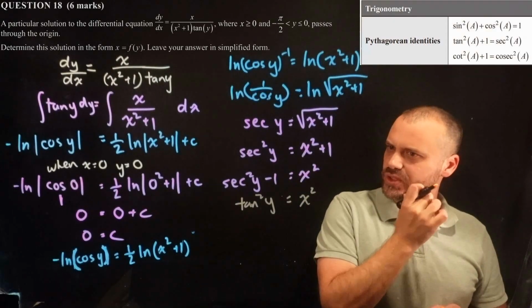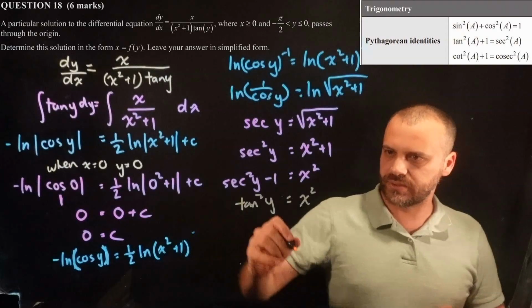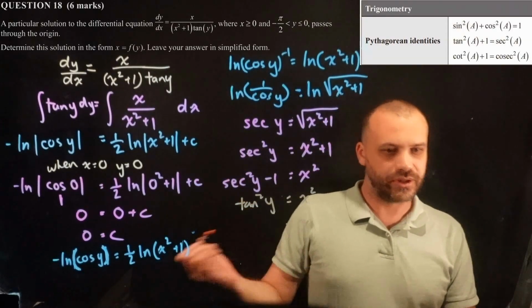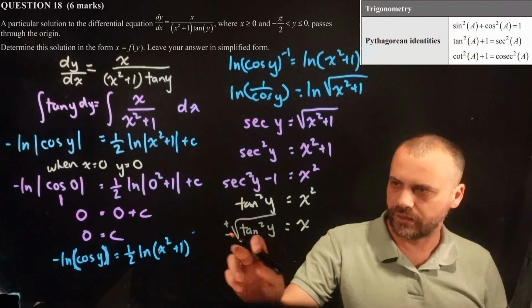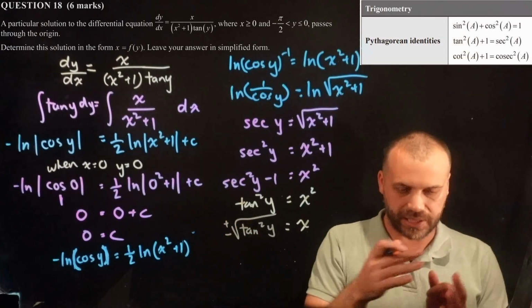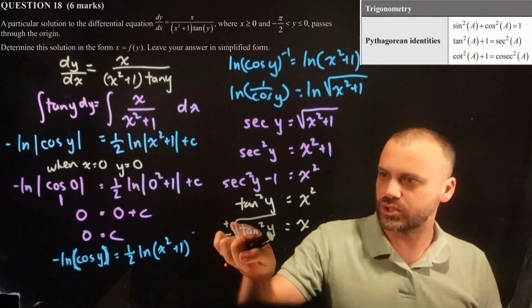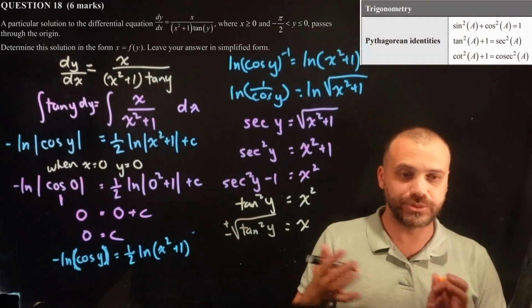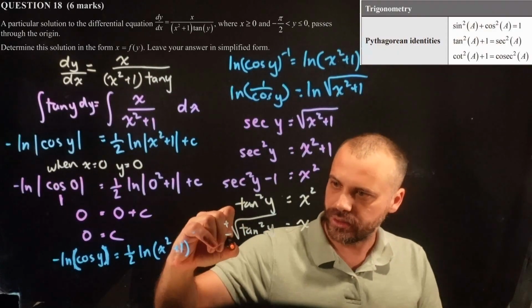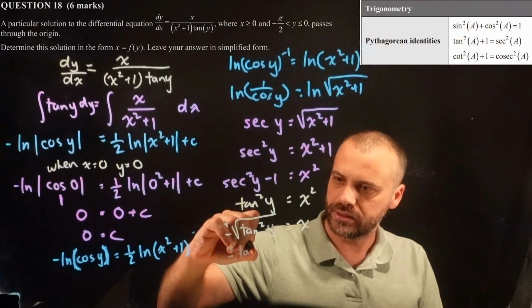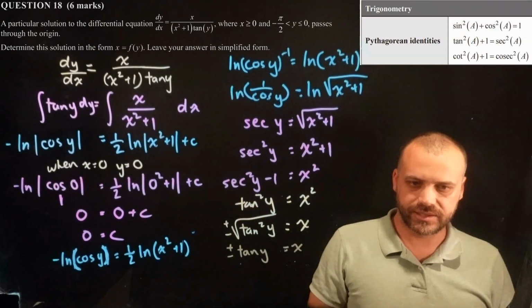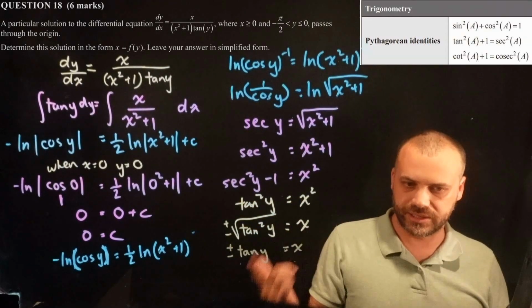Okay, what do I need to do? I want x is equal to something. X is equal to the square root of tan squared y. Now, of course, if you're square rooting something, plus or minus. Now, the square root of something squared is just equal to itself, right? So x is equal to plus or minus tan y.